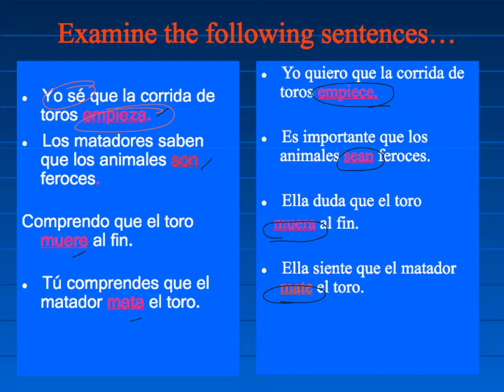Look at the right. Yo quiero que la corrida de toros empiece. Once again, it's made up of 2 parts. There's the quiero verb in the beginning of the sentence, and then a form in the subjunctive. So the question is, why do the sentences on the left not require subjunctive, but the sentences on the right do require subjunctive? It's not the structure of the sentence, so it must be the meaning of the sentence. So when we start talking about using the subjunctive mood, it's going to be because of what we're saying.